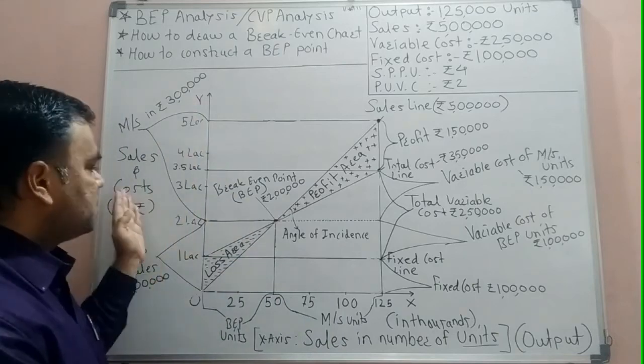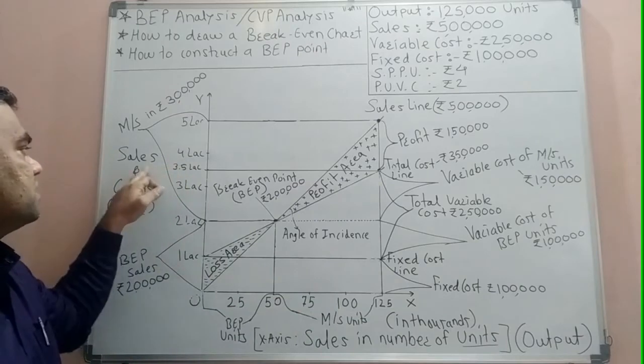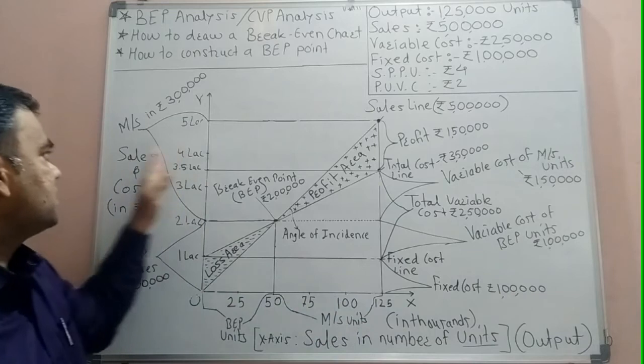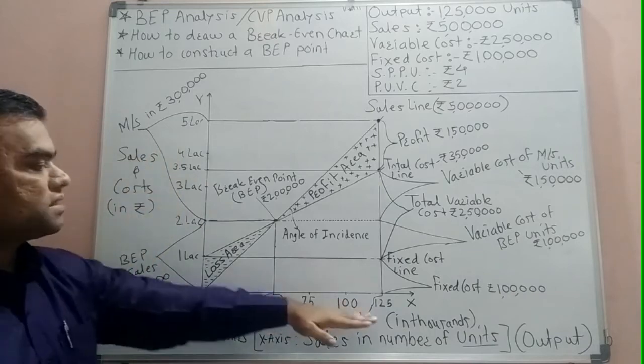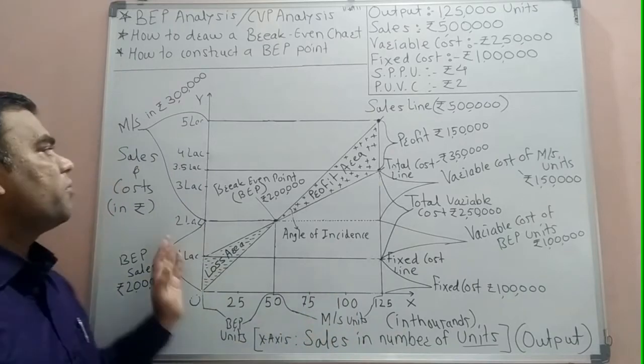What to show on y-axis, what to show on x-axis? On the y-axis, sales and costs in rupees. On the x-axis, number of units sold. How many points do we have to make?